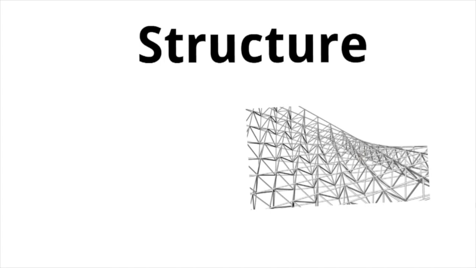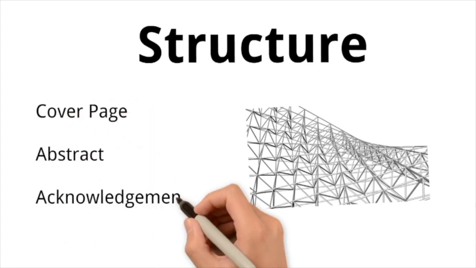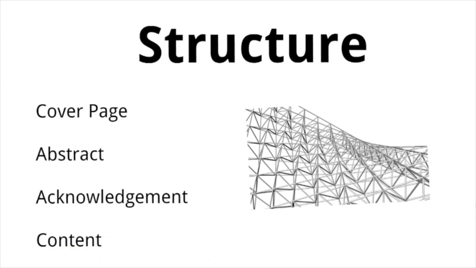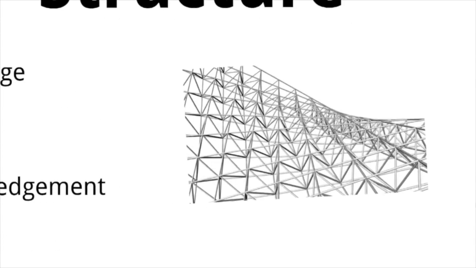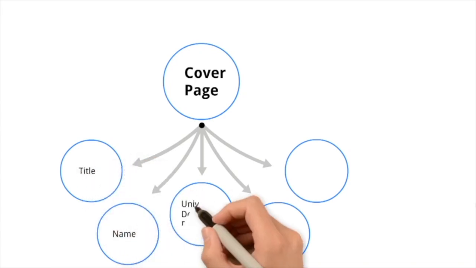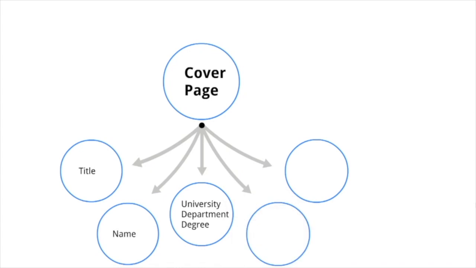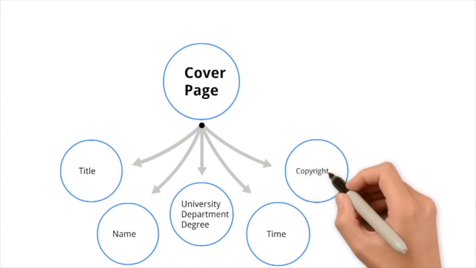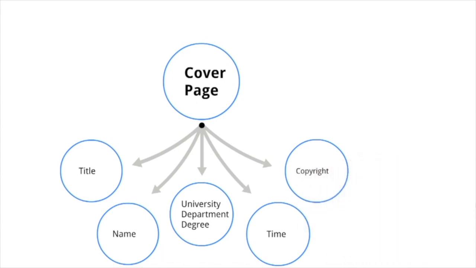The structure is the first idea you need to think about for your thesis, because it helps you organize your master thesis clearly. It has several parts: the cover pages, abstract, acknowledgement, and the content. For the cover pages, we need to have the thesis title, your name, the university, department, and your degree. After that, put the time, and in the end, write the copyright.